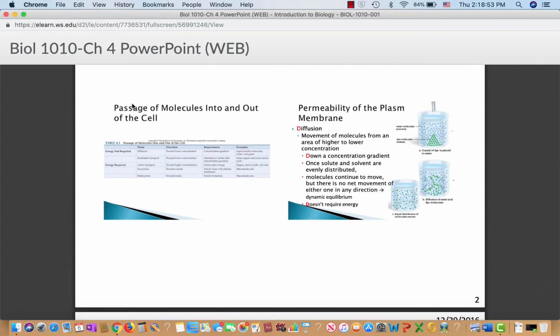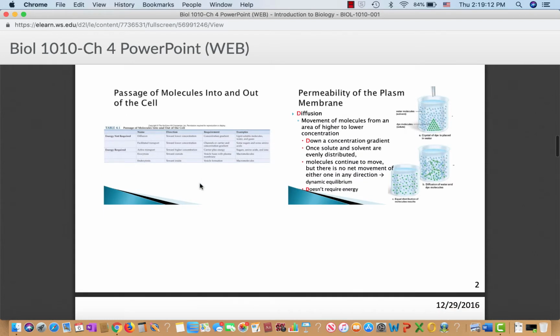Passage of molecules in and out of the cell. So you have diffusion, facilitated transport, active transport, exocytosis, and endocytosis. Basically, just look over the chart here and don't worry about memorizing it. Try to think through it and understand the concept, and you'll be good.